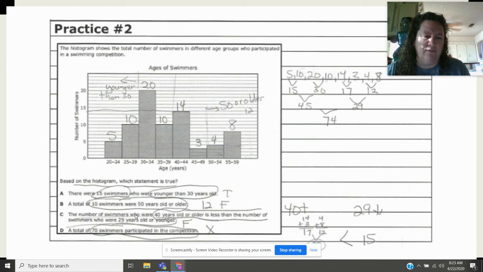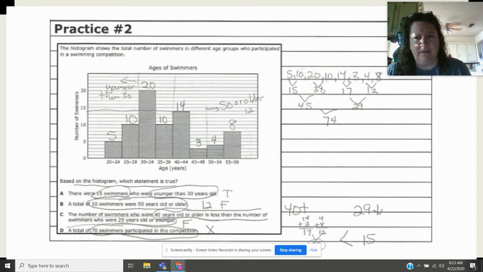And then the number of swimmers who were 40 years old or older is less than the number of swimmers who were 29 years old or younger. So see how I put that mark there? And so I took the 5, 10, 20, and 10, and I added them up.